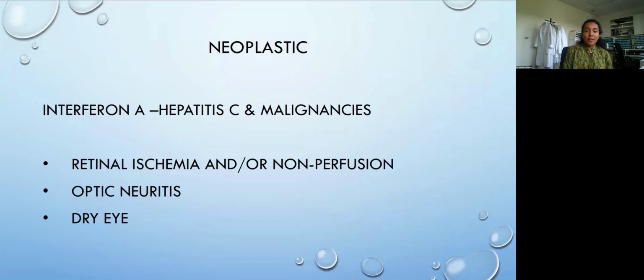The next class is neoplastic. So these include interferon alpha, used for hepatitis C and also other malignancies. Ocular complications to remember for these types of medications are retinal ischemia and or non-perfusion. It can cause optic neuritis and also dry eye.